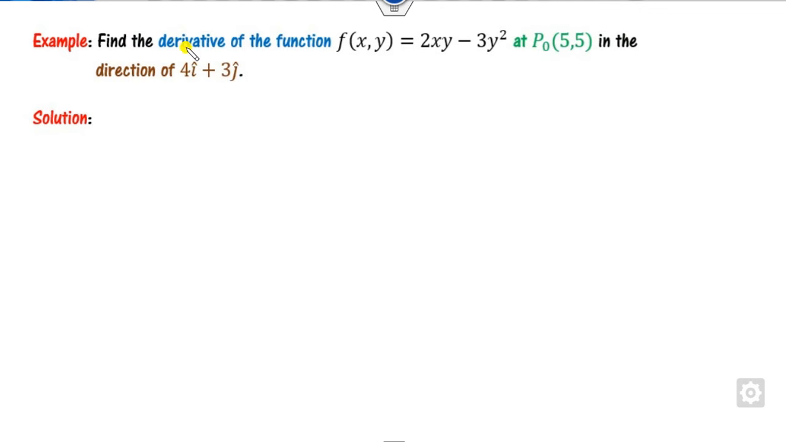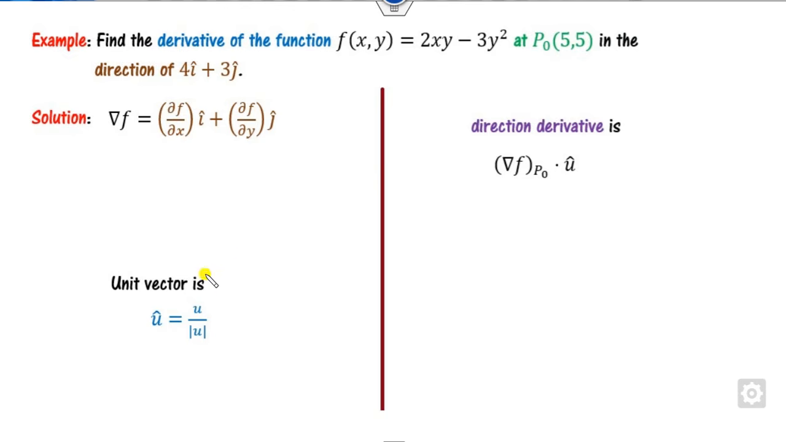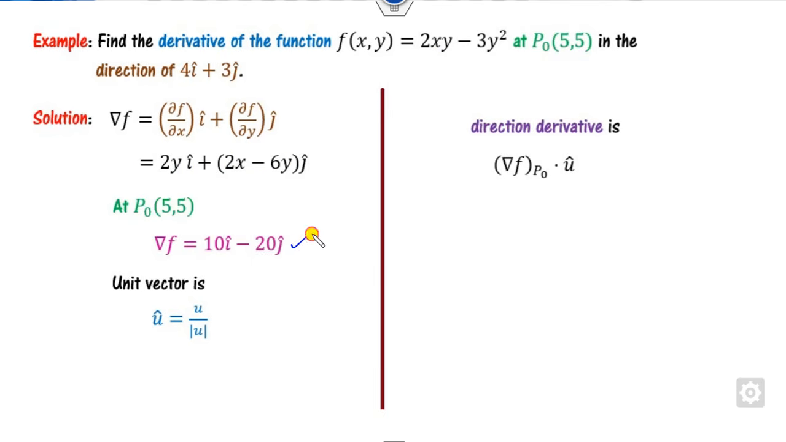Look at another example. Again you have to find the derivative. It means your target is to find the gradient here. What is the partial derivative of this with respect to x? It's 2y. What is the partial derivative of this with respect to y? It's 2x minus 6y, times j cap. Now you can substitute at the point P0, and we get this value here.